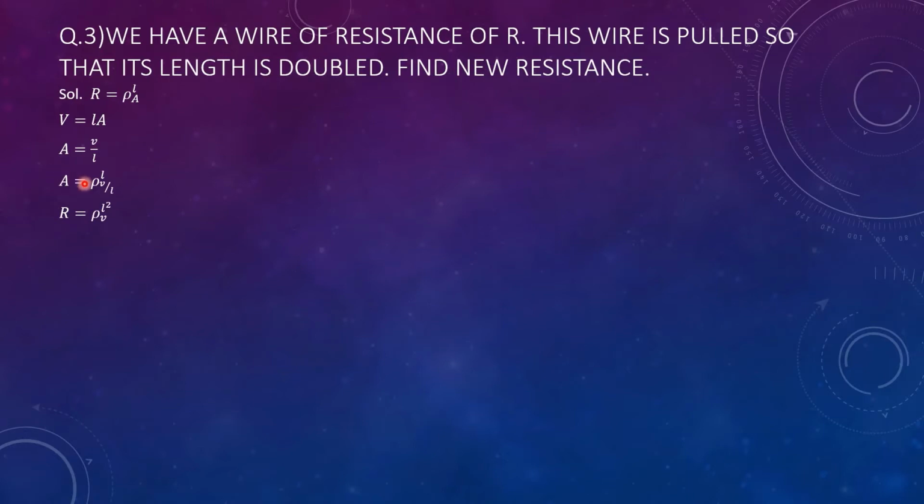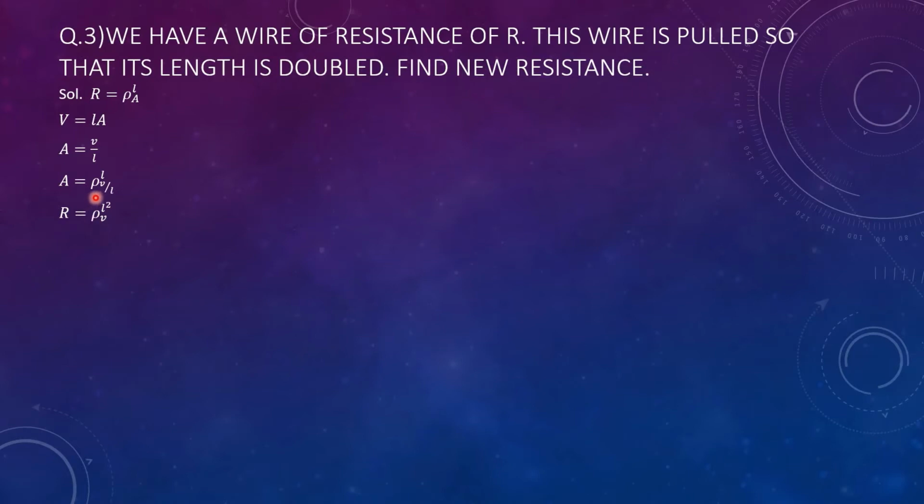R equal to rho, here it is, by mistake it is written A, actually it is R. R equal to rho L upon A, but in place of A we'll write V upon L. So rho as it is, L as it is, and A replaced by V upon L. In simplest form or its further simplification, L will shift in numerator. It becomes rho L square upon V.